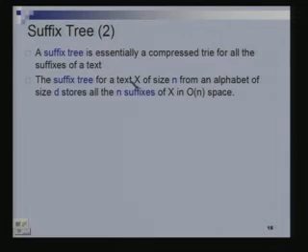So a suffix tree for a text X of size n from an alphabet of size D stores all the n suffixes of X in order n space. I can write D here; I'm assuming D is constant, so it is written as order n space. Okay. D is typically small, right? So it doesn't require too much space.